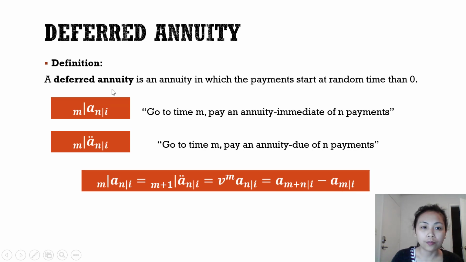So in deferred annuity, we have learned 3 more important formulas, plus one more important formula with 2 more notations.